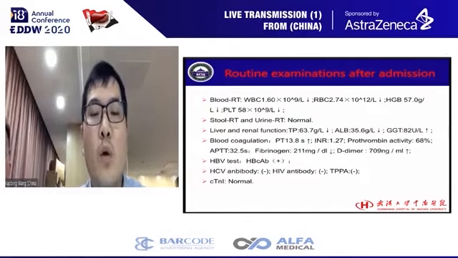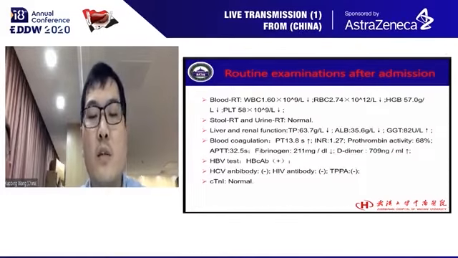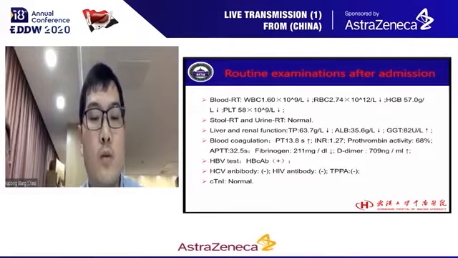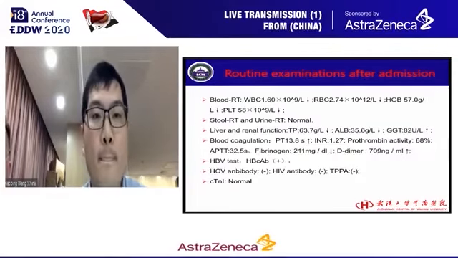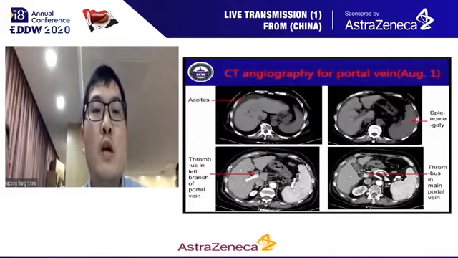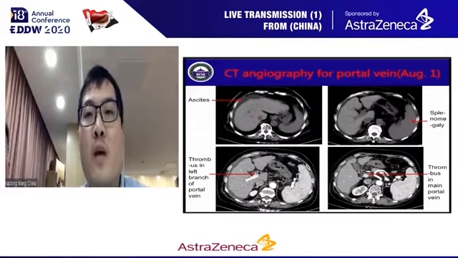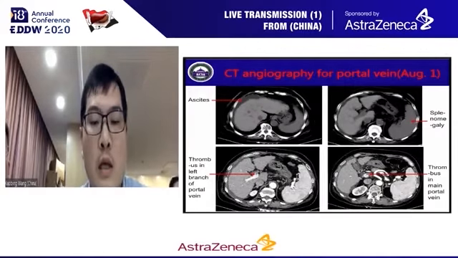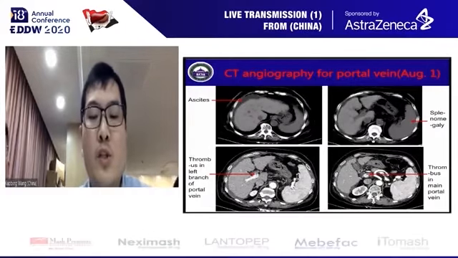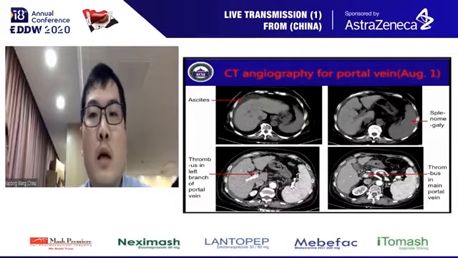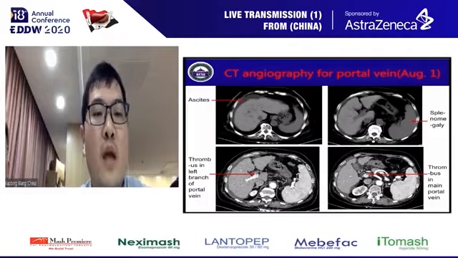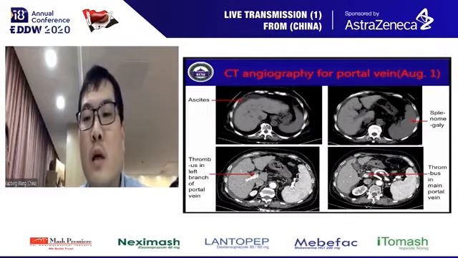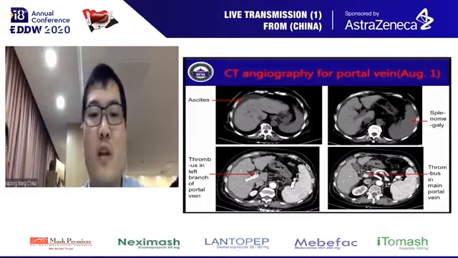Hepatitis B core antibody was positive. The other indicators were all normal. From the CT angiography for portal vein on August 1st, we could see ascites, splenomegaly, thrombus in left branch of portal vein and in main portal vein.